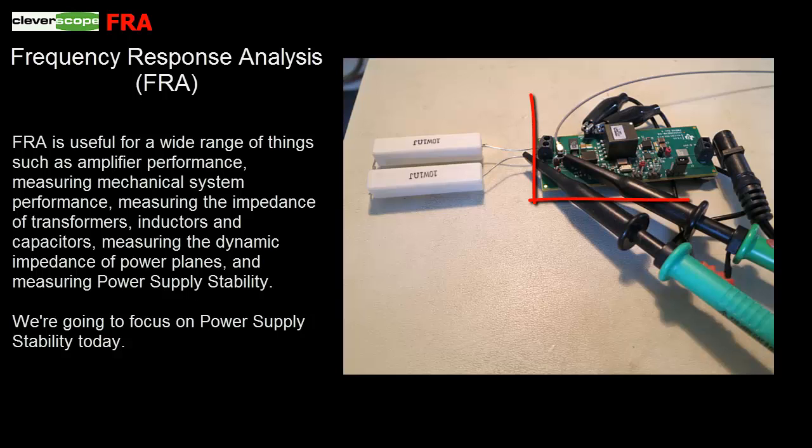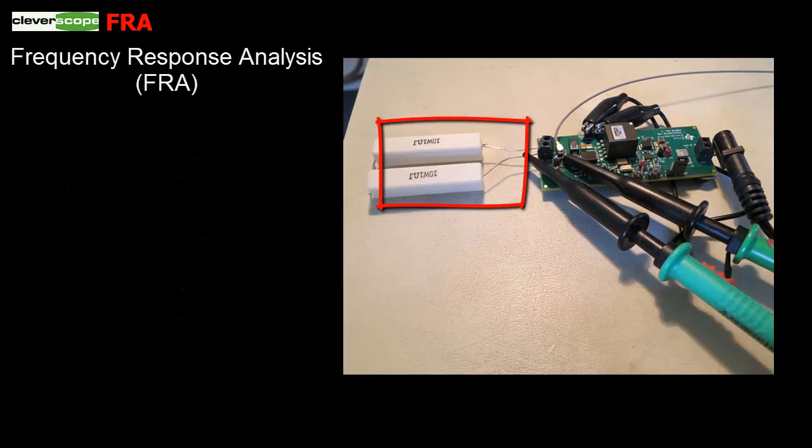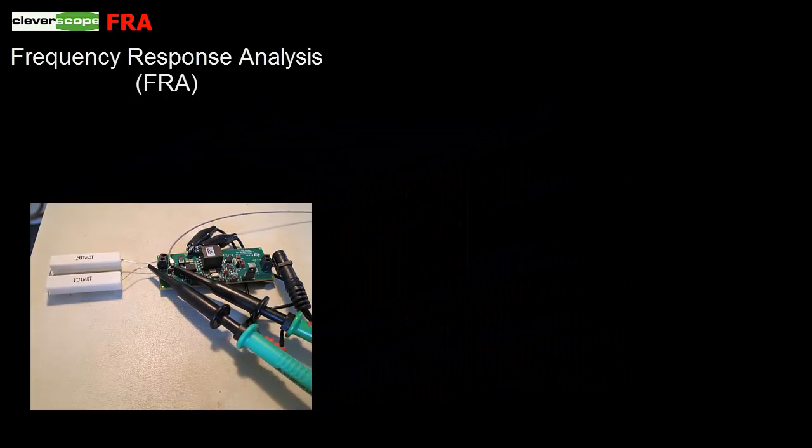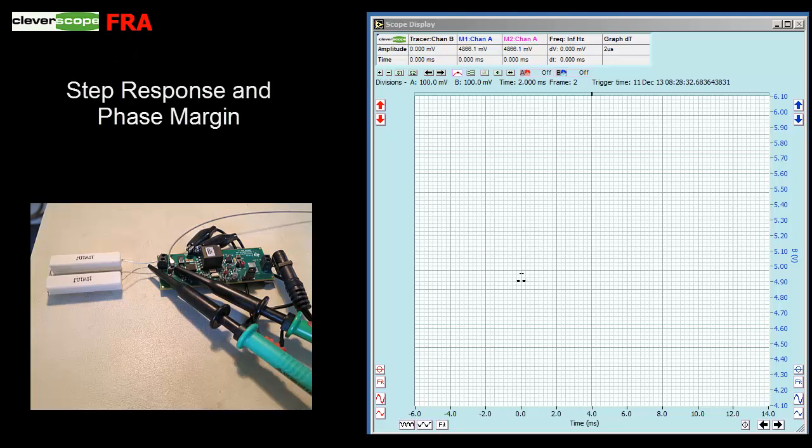We've got a little power supply and we're going to connect to it a load and measure its performance under changes in load. And then we're going to look at using FRA to do that while the power supply is in circuit powering a real load. To start, we're going to use our Cleverscope scope display to look at what happens to the power supply when we apply a 2.5 amp load.